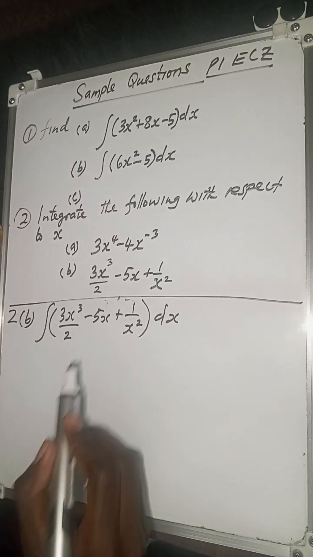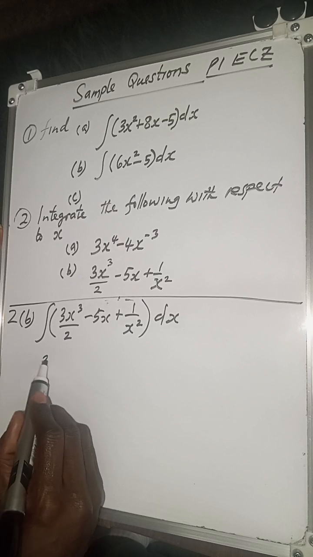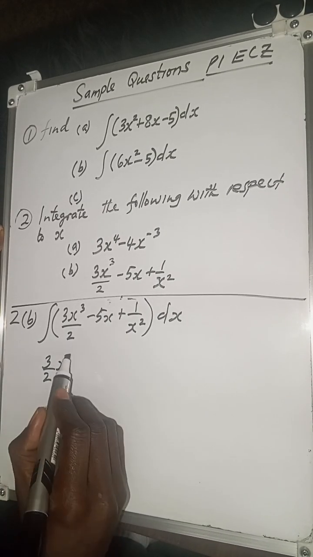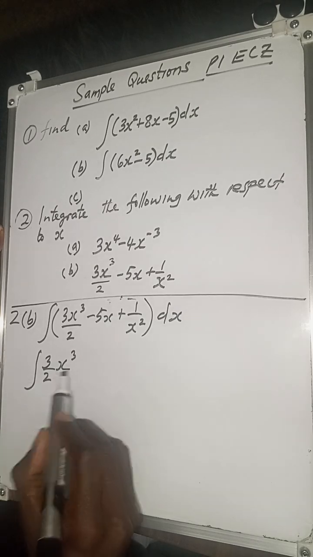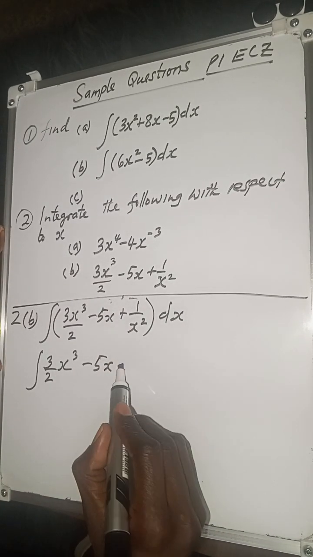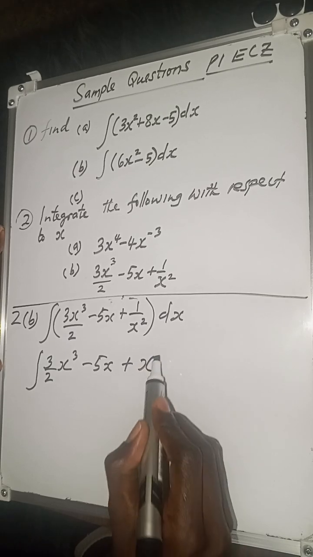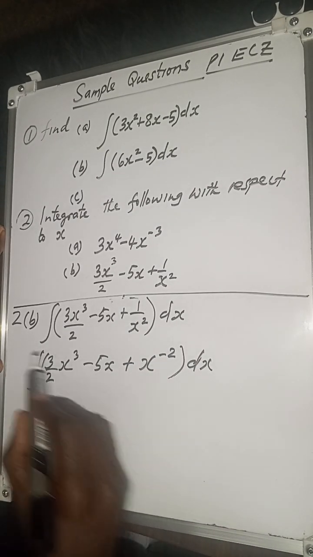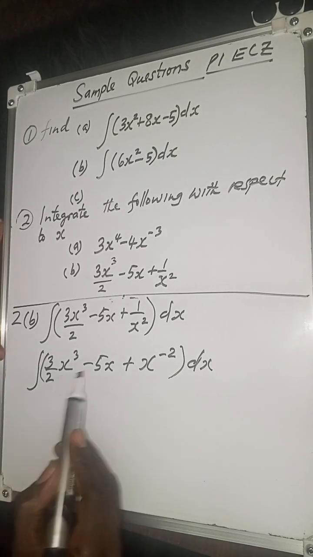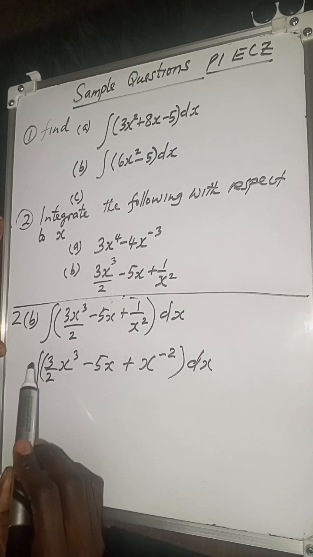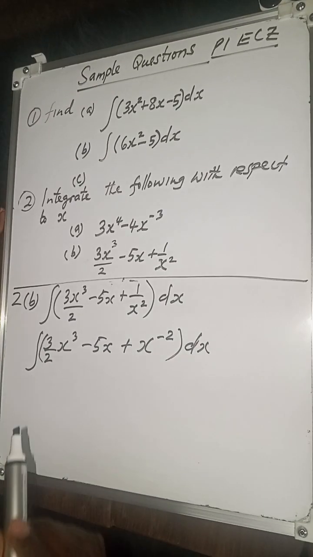So for you to go about that one, remember it is 3 over 2. That can be written as x to the power 3. Let me just write it like that, minus 5x. And this one, the 1 over x squared can be dropped, the reciprocal, it will be x to the power negative 2, with respect to x. I was just trying to drop it nicely so that you're able to see. This is 3 over 2. That's why I've written x to the power 3. Then at this point, I can now integrate.